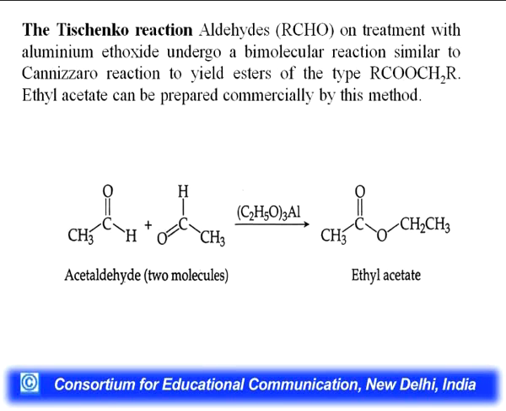Next is the Tishchenko reaction. Aldehydes on treatment with aluminum ethoxide undergo a bimolecular reaction similar to the Cannizzaro reaction to yield esters of the type RCOOCH2R. Ethyl acetate can be prepared commercially by this method. So, acetaldehyde reacting with acetaldehyde will give you ethyl acetate.